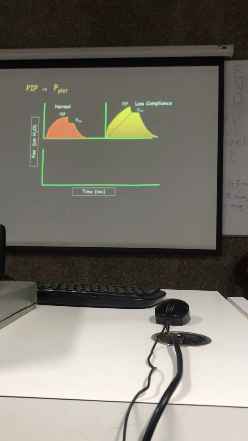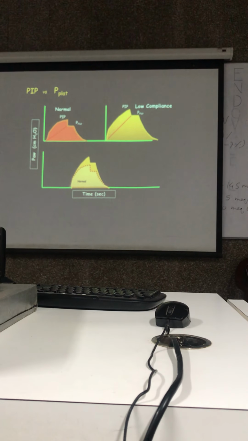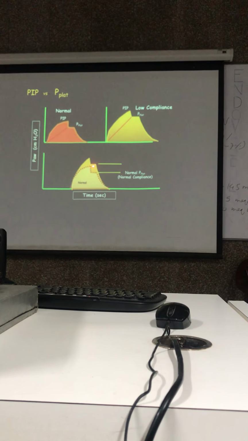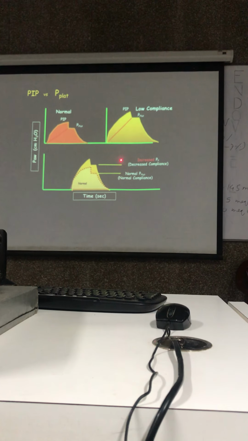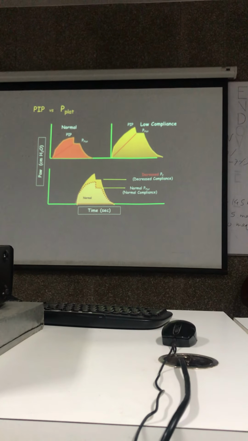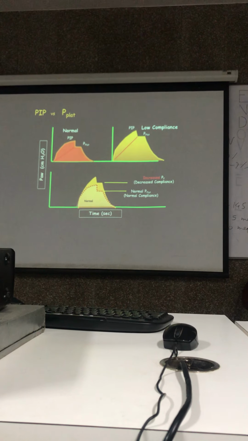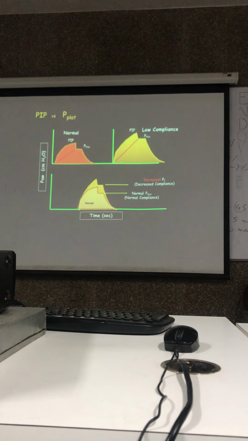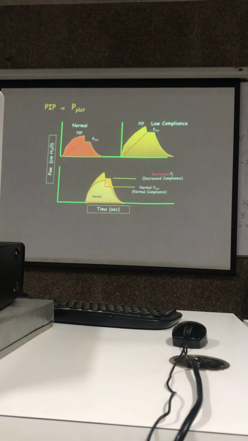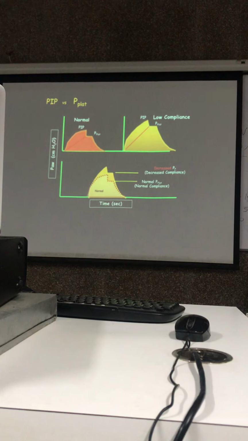When it comes to low compliance, you again overlap this, and you can see the difference. This is the normal plateau pressure, this is the compliance. By measuring this, you can actually tell the degree of compliance, and most of your ventilators will actually measure these parameters and tell you. The compliance is measured based on the plateau with the normal and the plateau for that particular patient. Okay.